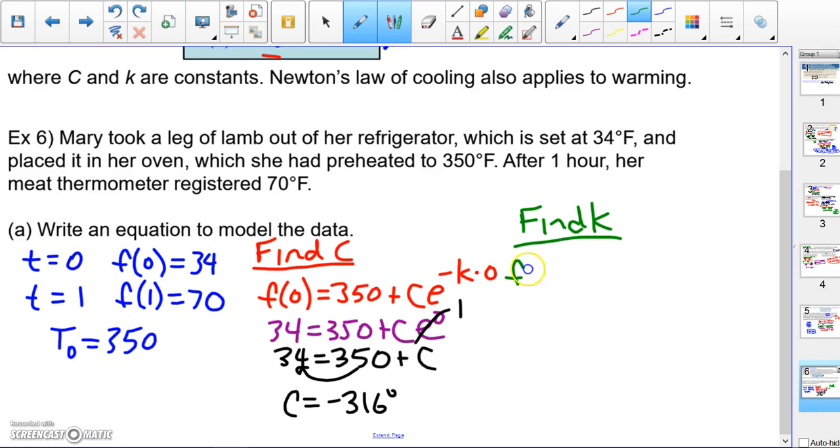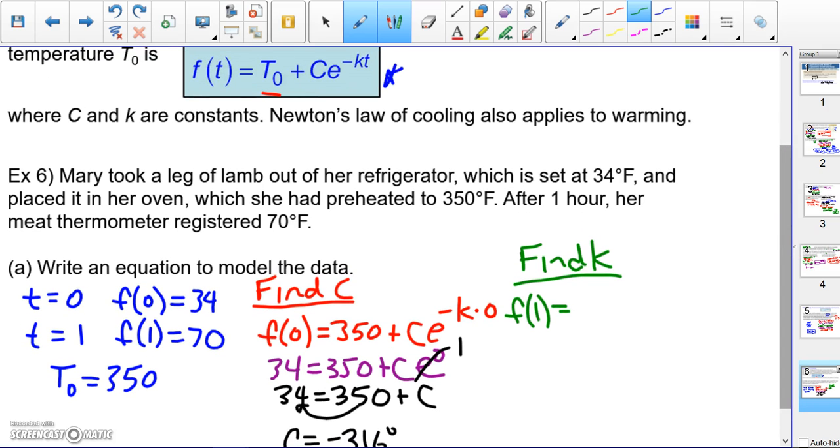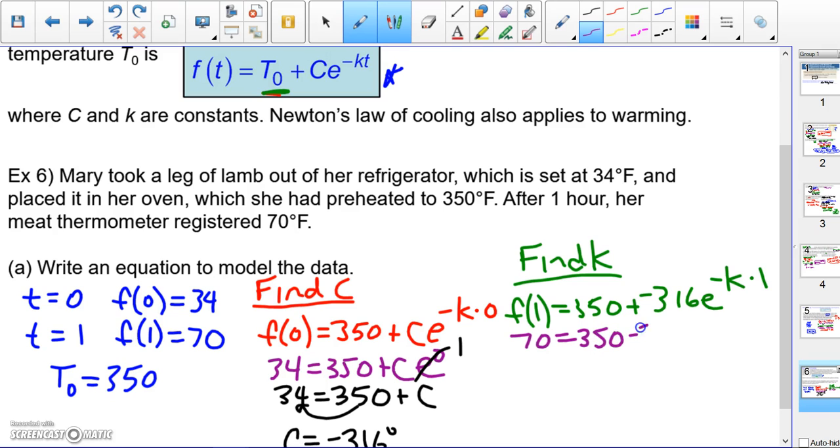So we're going to use f of 1 this time. F of 1, so basically take that same formula we started with, and we're going to plug in 1 this time. Now t0 is still 350. That's not going to change. Plus c we just found was negative 316 times e to the negative k times 1. F of 1 was given to us as 70, equals 350 minus 316 times e to the negative k.